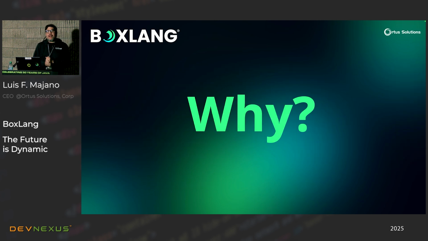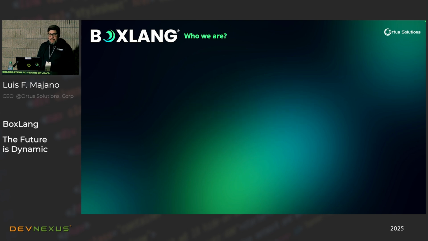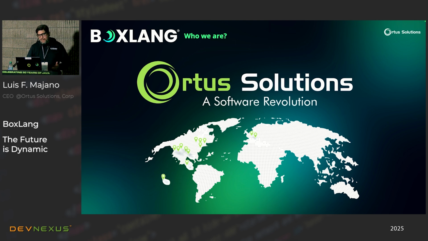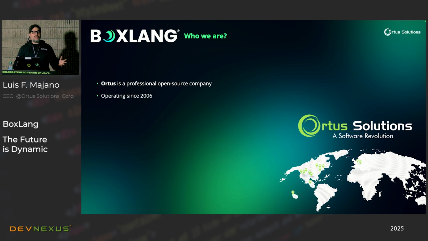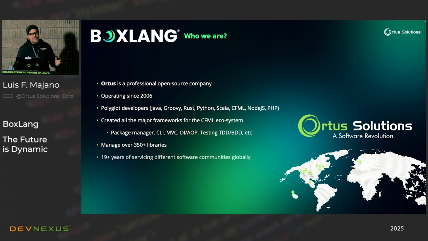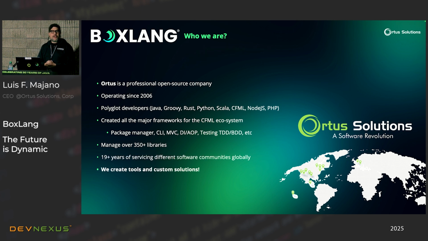So even at the booth, a lot of people have asked, okay, why create a new language, right? Important question. But before we start with the why, I want to start with who we are, because that basically gives you an insight of the why. So the name of the company pushing the language is called Ortus Solutions. We're a professional open source company. It started in 2006, so we've been around for almost 20 years, so we're not new. We are a set of polyglot developers within Ortus, everybody with different skills and different languages, from Java to Rust to Python to Scala to CFML to Node.js, etc.